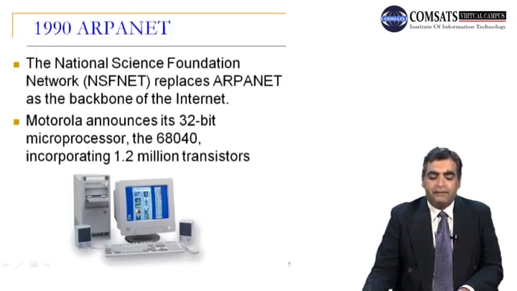In 1990, the National Science Foundation Network replaces the ARPANET as the backbone of the internet. In the same year, Motorola announces its 32-bit microprocessor, the 68040, incorporating 1.2 million transistors. So the capacity of the hardware is increasing and the size is decreasing. But at the same time, the software is also becoming more complex.